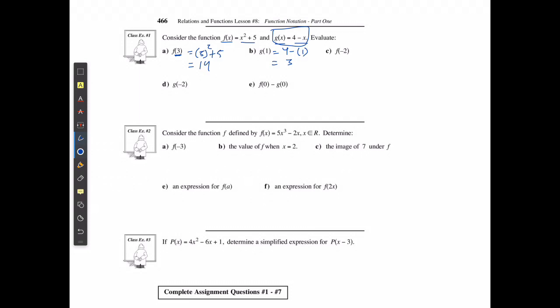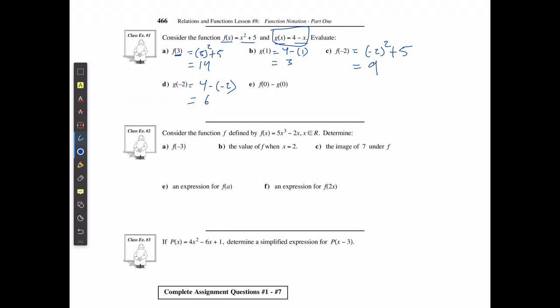For example c, it's the f function. So I'm going to say negative 2 squared plus 5. And negative 2 squared is going to give me 4, so this is going to be 9. For example d, it's using the g function. 4 minus negative 2 is going to give me 6.